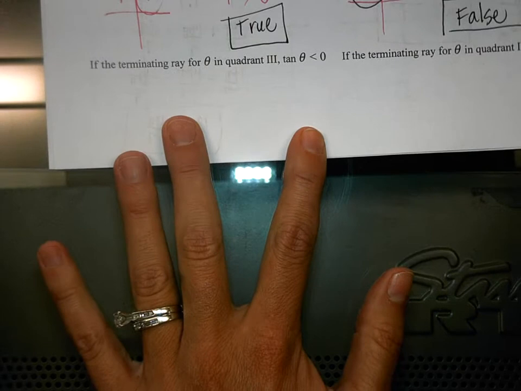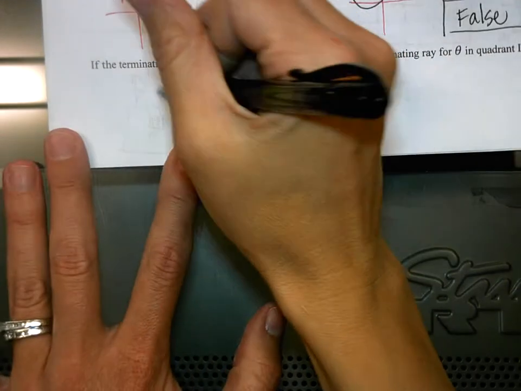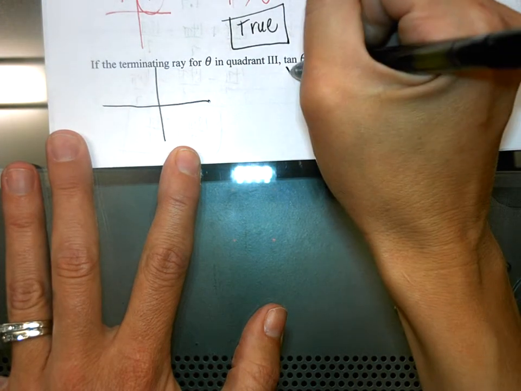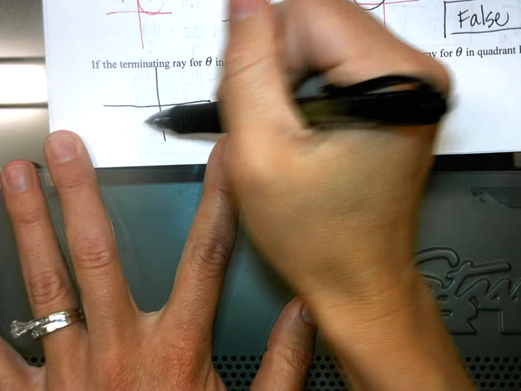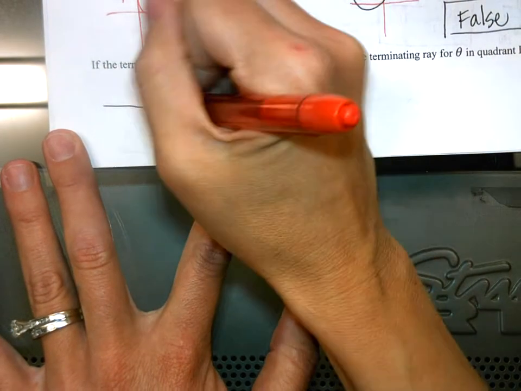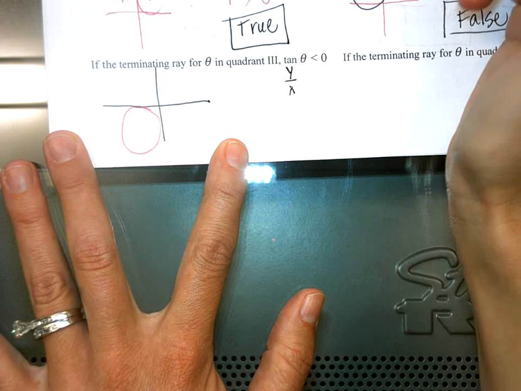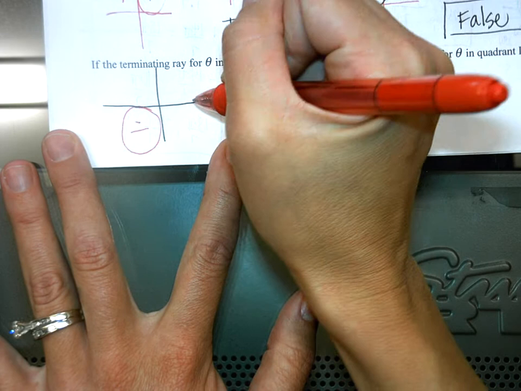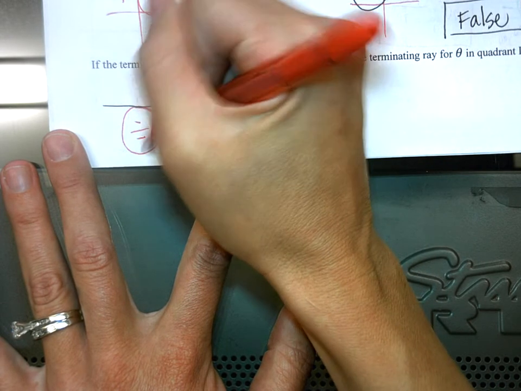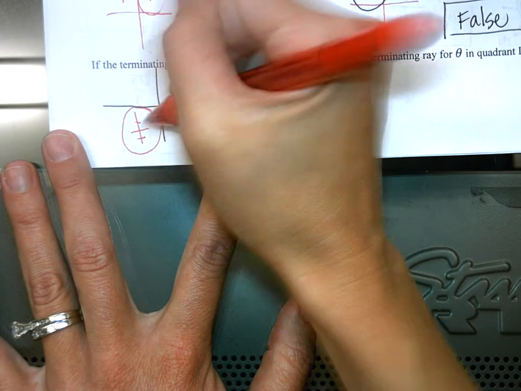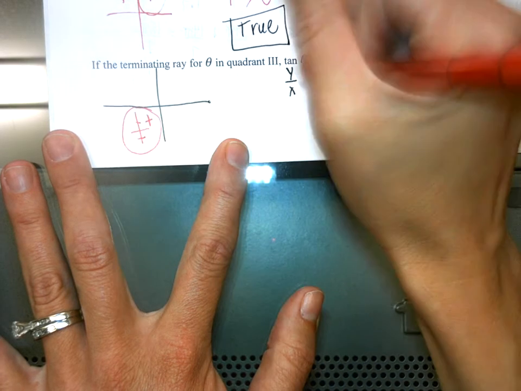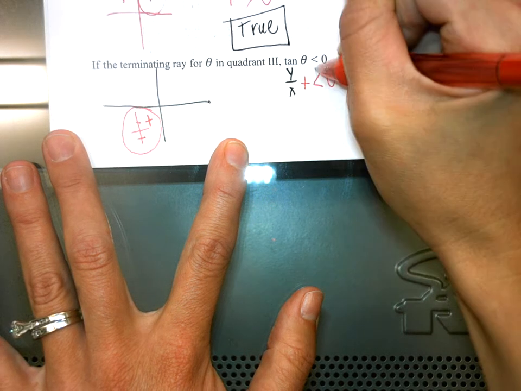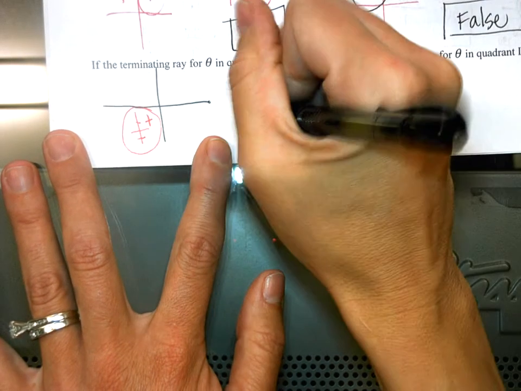Okay, this next one we're talking about quadrant 3. Tangent. Now remember, tangent is y over x. So in this quadrant down here, the y is what? The y is negative divided by the x, which is negative. And two negatives end up making a positive. So this is positive. So is a positive less than 0? No, not true. And so this one also is false.